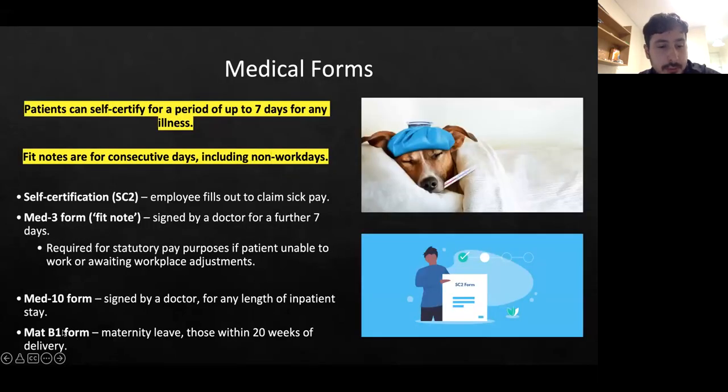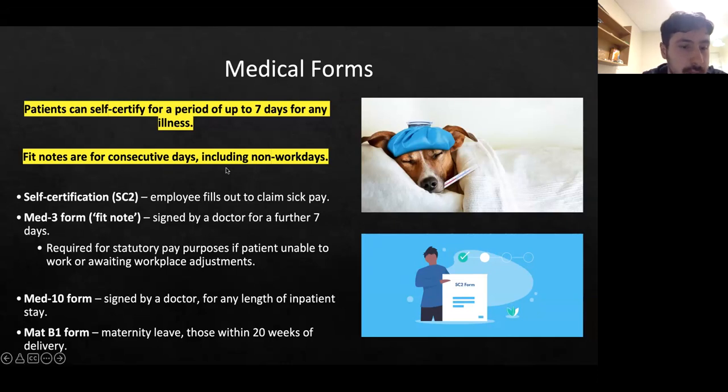So medical forms. Patients can self-certify for a period of up to 7 days for any illness. This can be back pain, a viral URTI, being a bit ill, having the flu. And fit notes count for consecutive days, including non-work days. So this can include the weekend.